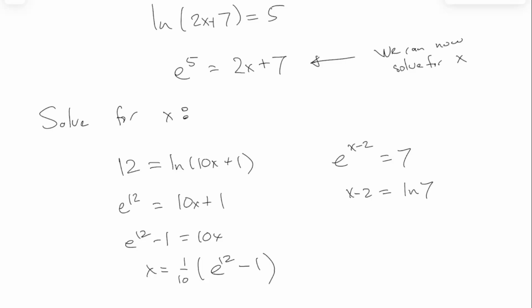You sort of take the e away from one side and insert the ln on the other side. This is how inverse functions work. And then, of course, you can solve this for x, right? x equals 2 plus ln 7. Assuming you have a calculator with the ln button on it, you can solve that. You have solved for x. All right? Excellent. Great.